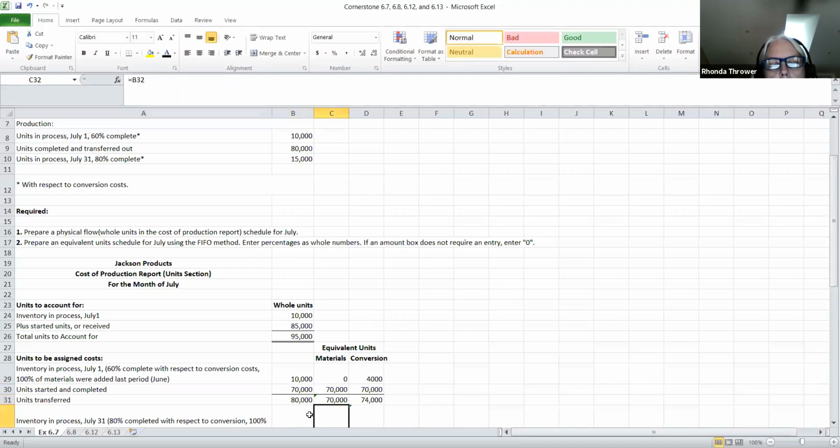Your units transferred were 80,000. To find the units transferred, we would add the beginning materials equivalent units, which was 0, plus the units that were started and completed materials of 70,000. The total amount of materials transferred is 70,000 units. Combine these two together, and that will give you the conversion units that were transferred.